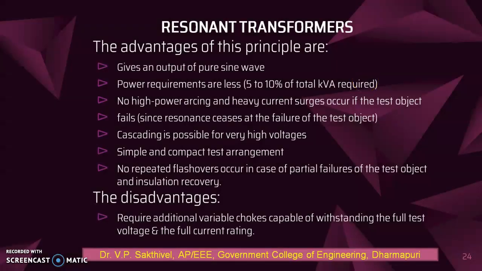Then the advantages of resonant transformers are: it gives a pure sinusoidal waveform and the power requirement is very low. There is no arcing, heavy surges are not produced, and cascading is possible for very high voltages. It is a simple and compact test arrangement. No surges or flashovers can occur in this arrangement. The main disadvantage is that it requires variable chokes capable of withstanding the full test voltage and full current rating.